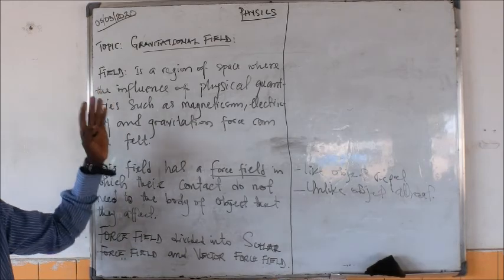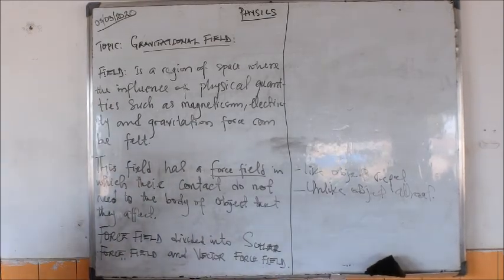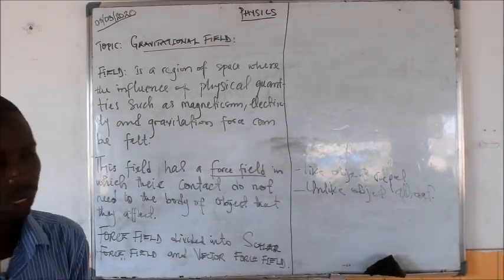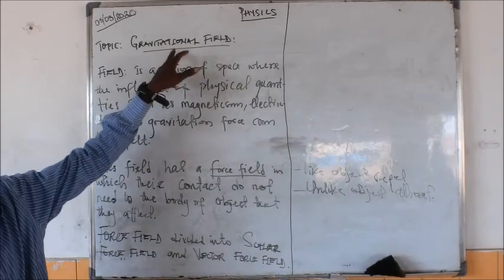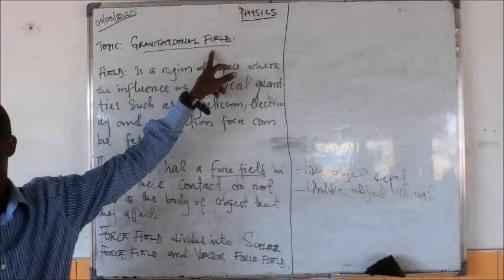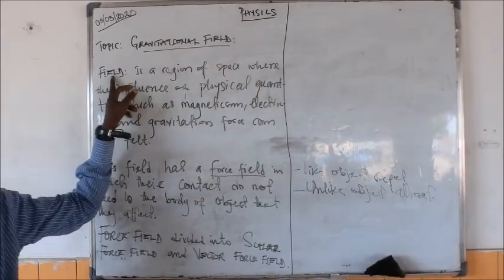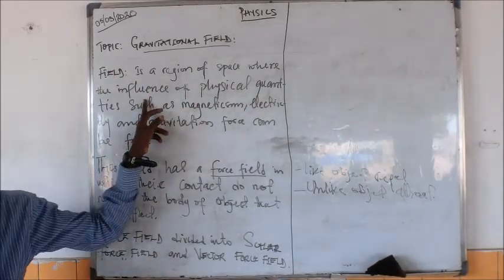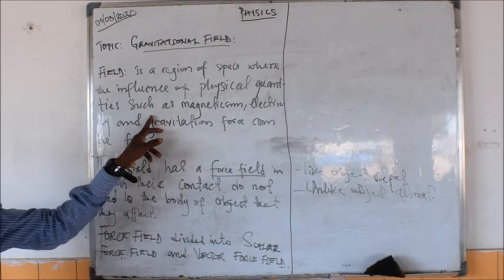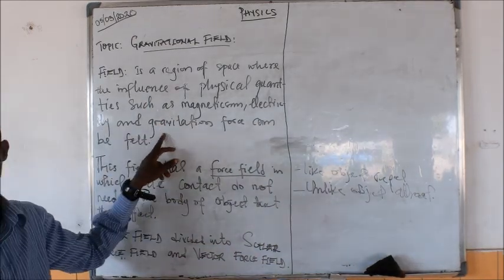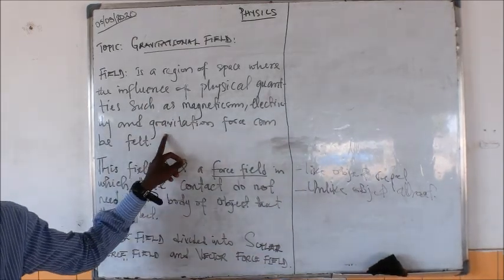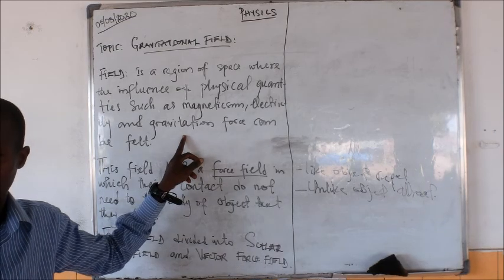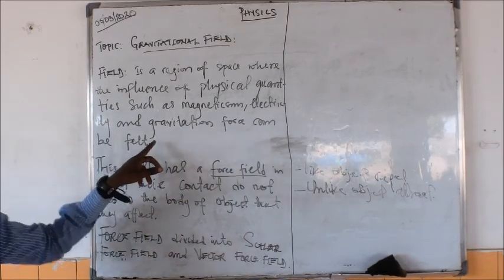And now that we are talking about the gravitational field, we can't just talk about the gravitational field without mentioning field itself. And what is field? Field is a region of space where the influence of physical quantities such as what? Electricity, magnetism, and gravitational force can be felt. Are we together? That is the meaning of the field.